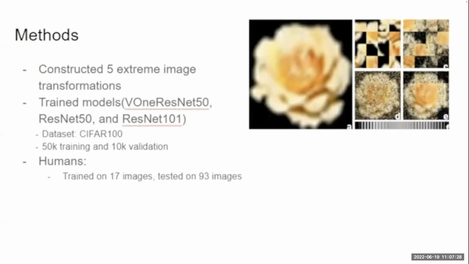We created 5 extreme image transformations and applied them to CVPR 100. An example is displayed on the right. V1 ResNet 50, ResNet 50, and ResNet 101 models were trained and tested on the transform images of the same kind. We also tested humans on the same transforms as the model.